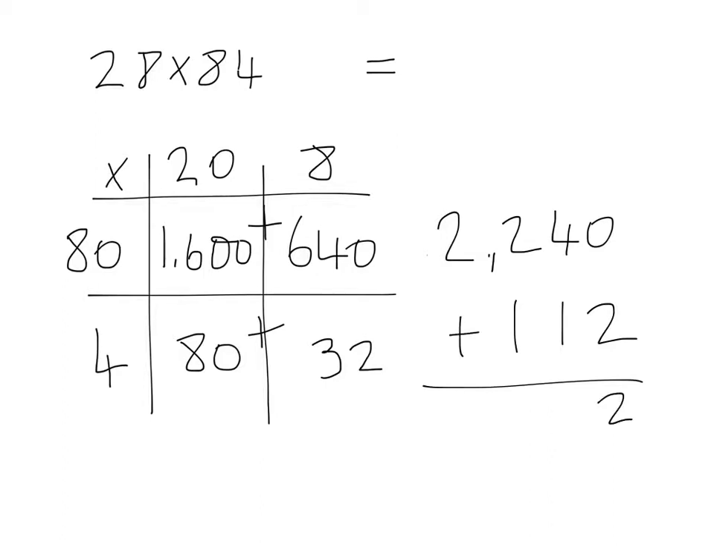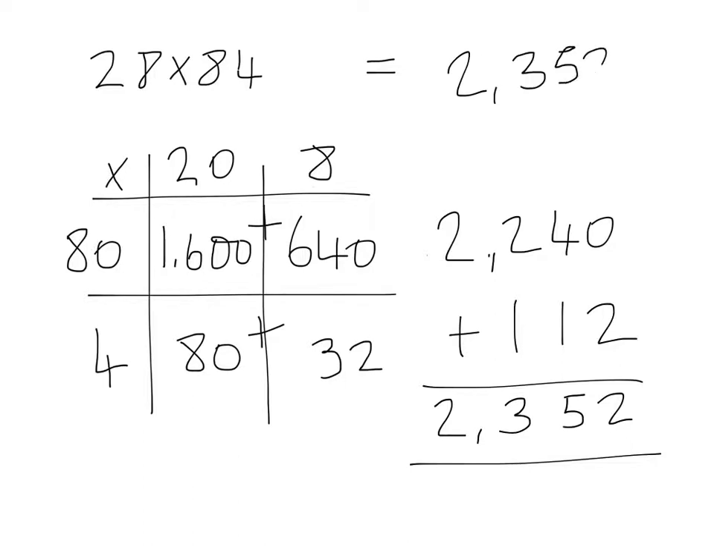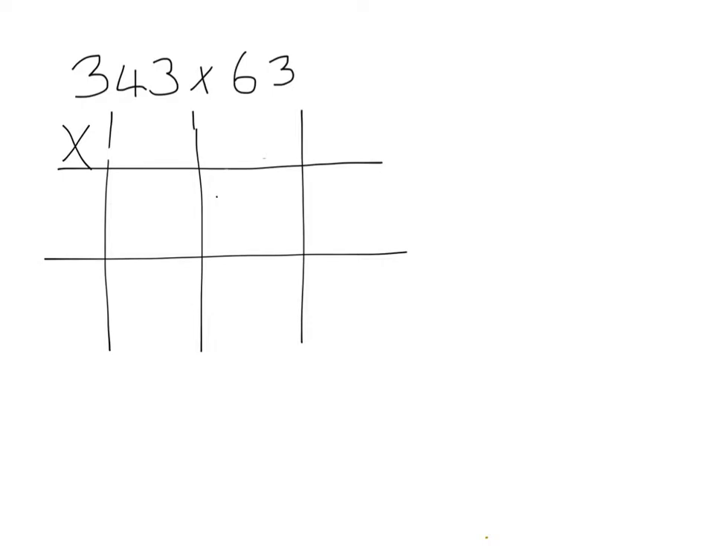We've got 2 units, 5 tens, 3 hundreds and the 2,000, giving us a final answer of 2,352. Well done if you've got that right. Ready to move on to something a bit bigger? Have a look at this.